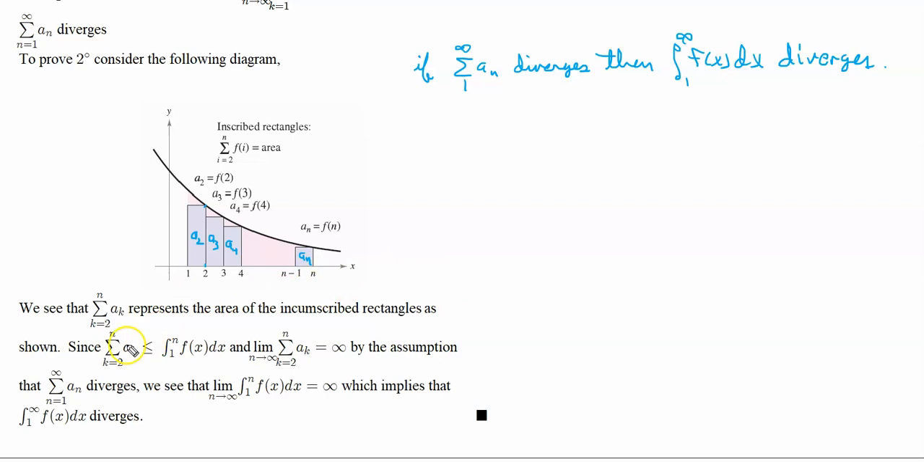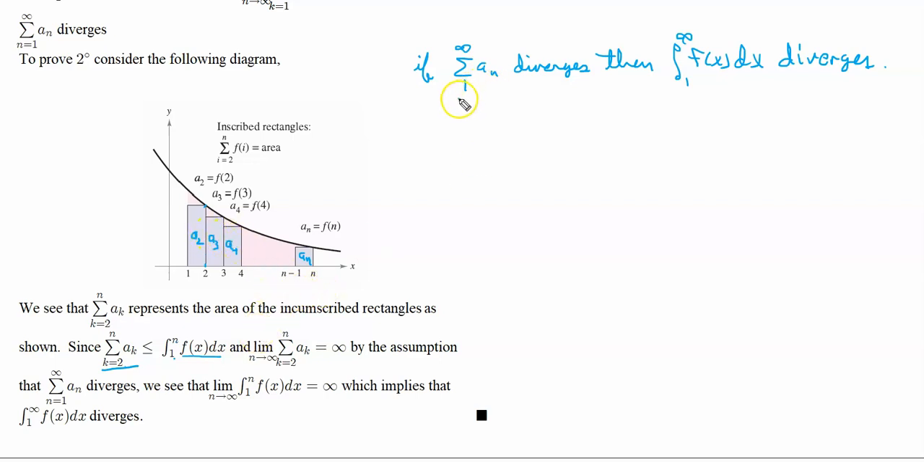So now we see that the area of all these rectangles added together is the sum from 2 to n of ak. That's going to be less than or equal to the integral from 1 to n of f of x dx, because it's less than the area underneath the graph of the function, since the rectangles are now inscribed underneath the function.